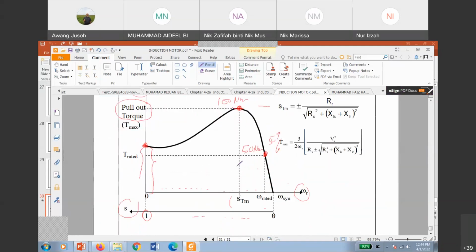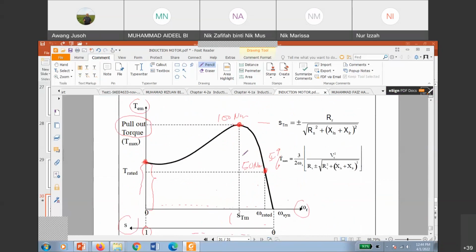The second thing is the rated torque here. This is your load profile, for example a fan. This is the load torque, and this is the motor torque profile. The intersection of the load torque with the motor torque gives you the rated speed, and the rated speed gives you the rated slip. This is your rated slip there.